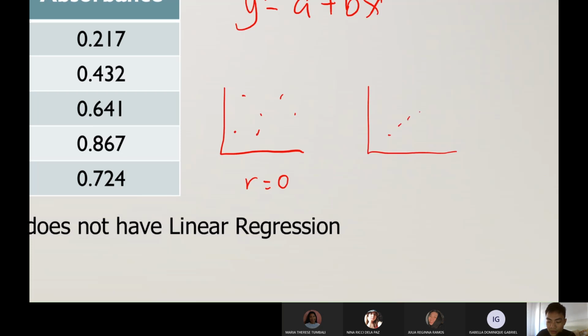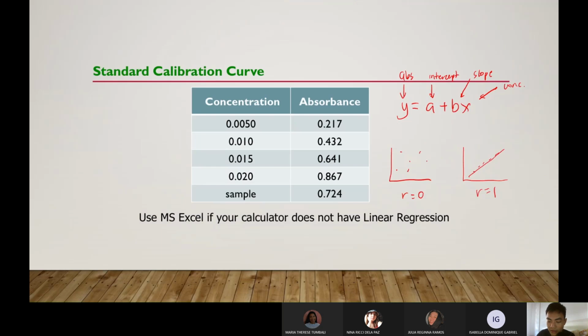Pero kapag ganito naman, R is equals to 1. Naalala nyo yun sa stats? Yun. Ito yun. Yung R. Ba't tayo nag-stats dito? Ganun talaga. Wala tayong magagawa.